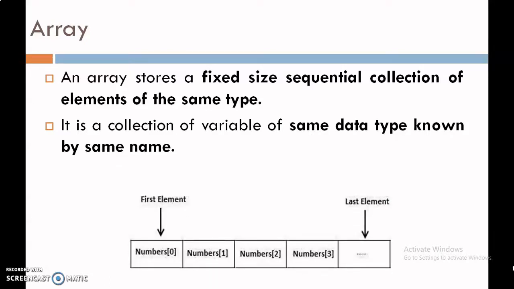Here in this example, numbers is an array name. In brackets, 0, 1, 2, 3 display the array index. Numbers of 0 denotes the first element and this is the last element.